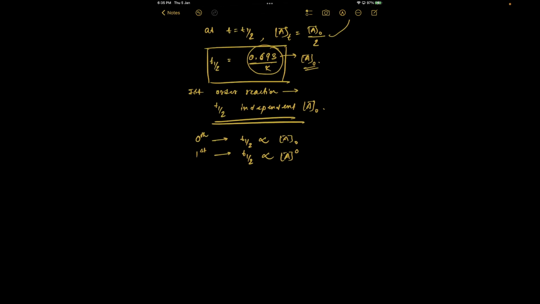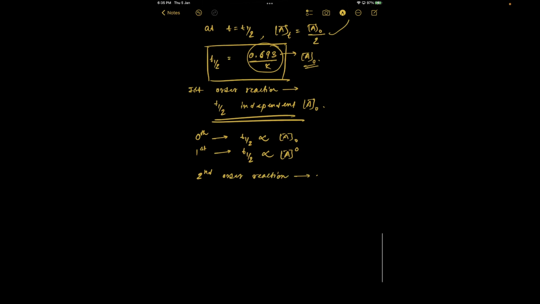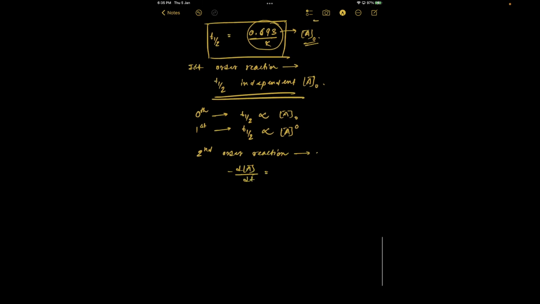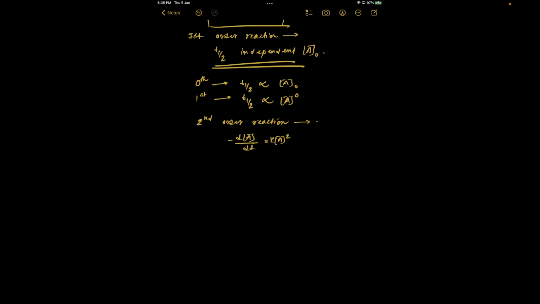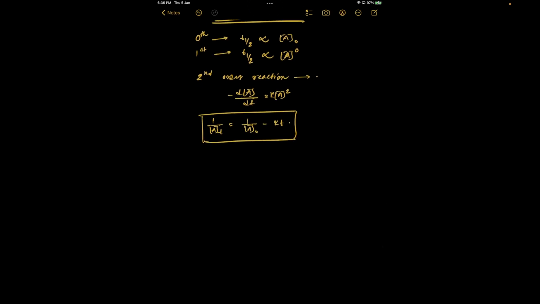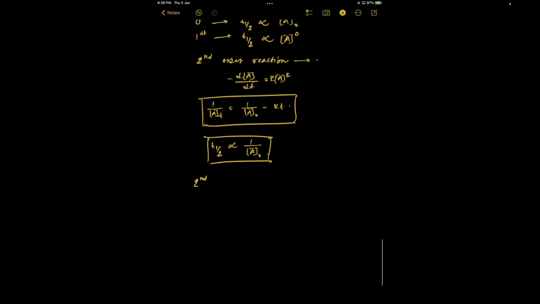It is independent. Now for the second order reaction, the rate of the reaction, which will be minus d[A]/dt, will be k times A to the power 2, right? If you integrate this, you will get 1 upon At equal to 1 upon A0 plus kt, like this. For the second order reaction, t half will be inversely proportional to the reactant concentration A0. That means the half-life period is inversely proportional to the initial concentration of the reactant.